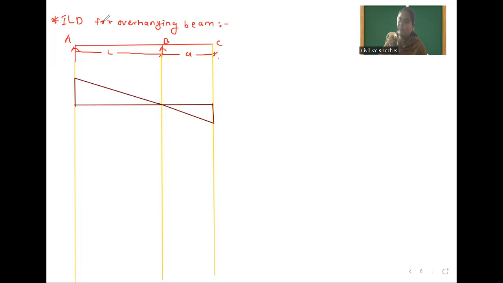Now we will write values here. Here value is 1. This is A point. This is B point and this is C. This span is L and this span is a. Now I have to mark this value.